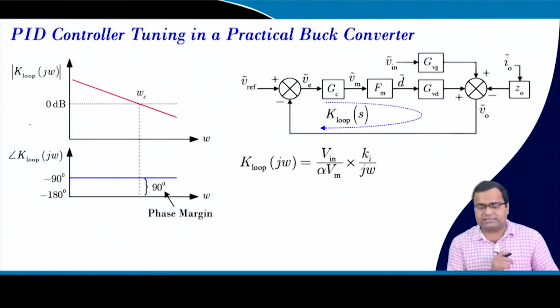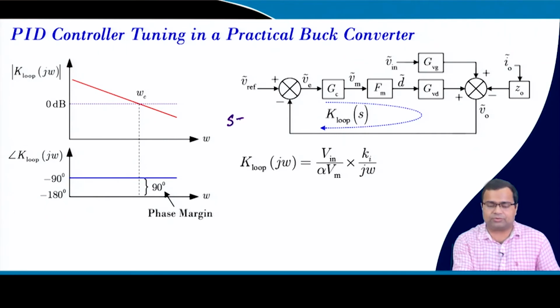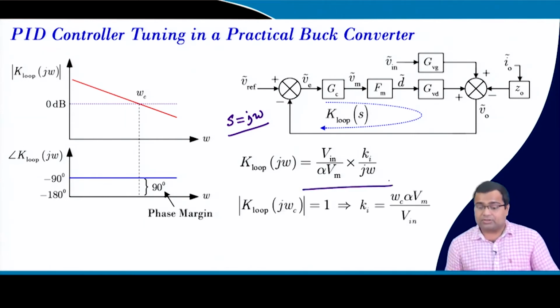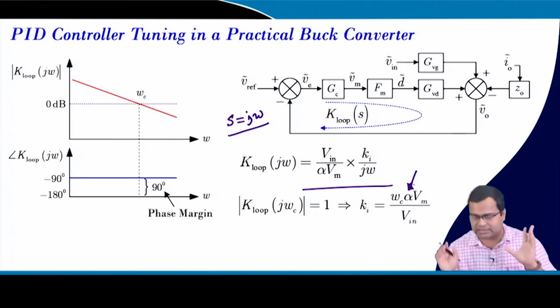Now, if we write the frequency response, we replace S equal to j omega, then we are writing Ki Vin by alpha Vm. So, this is the expression. This is the same as earlier, except this term comes into the picture, and if your R equivalent is very small, this alpha will be 1. So, it will be the same as earlier.